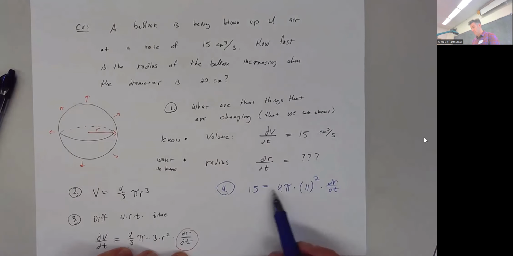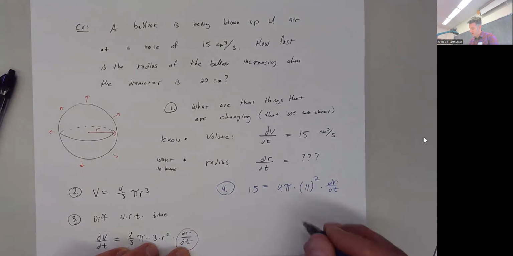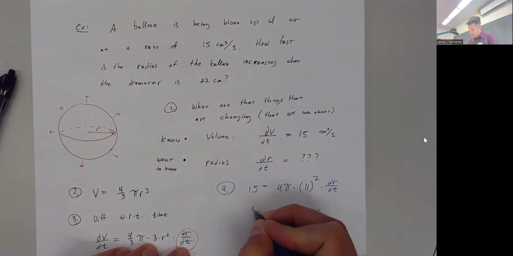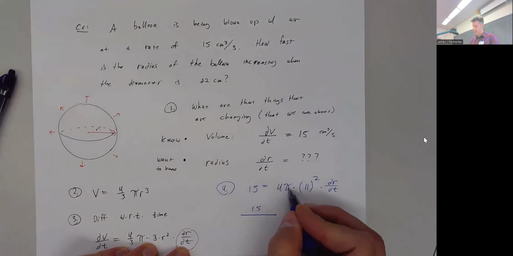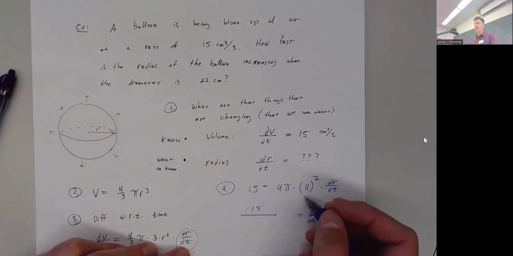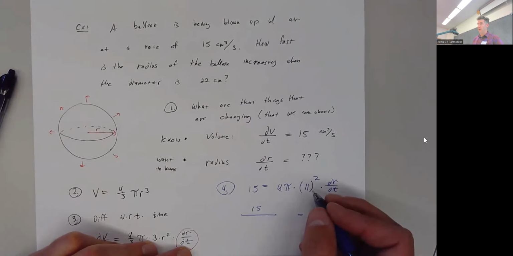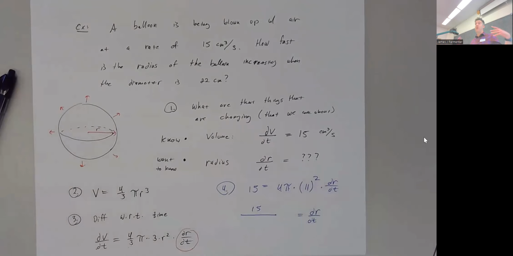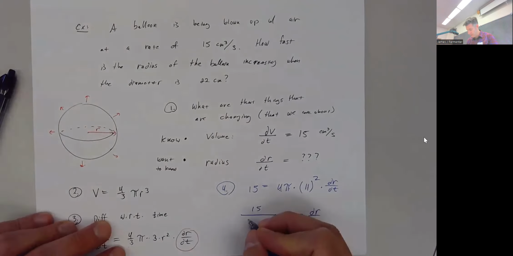So then I'm just going to not multiply this out because I don't want to. I'm going to say that dr/dt is equal to 15 divided by 4 times pi times 11. Okay, we can multiply it out. 11 squared is 121. 4 times 121 is 484. There's no carrying. 4 times 1 is 4, 4 times 2 is 8, 4 times 1 is 4. It's 484. So 484 pi.